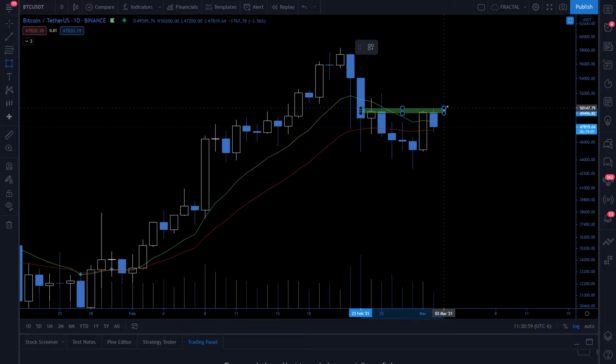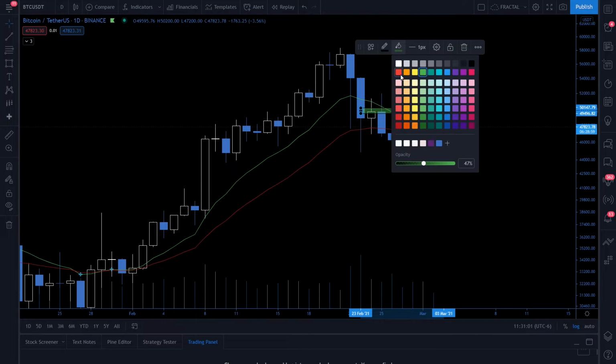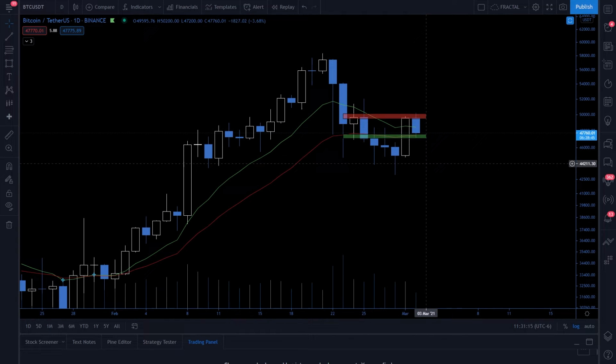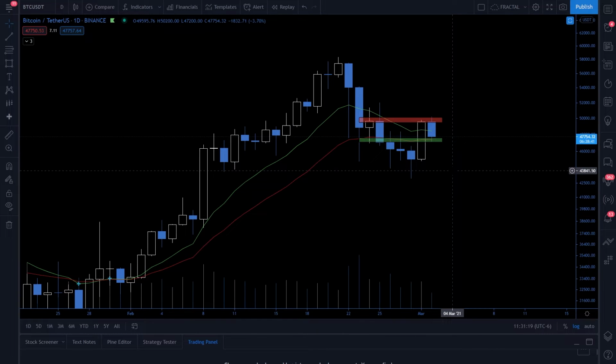So what I like to do is I like to map out a resistance zone, right? And I like to map out a support zone. And you can see here now I have a support and a resistance area. So if I'm looking for a trade, I'm going to look for a long down here and for a short down here. Now, it depends on what time frame I'm going to trade this on.